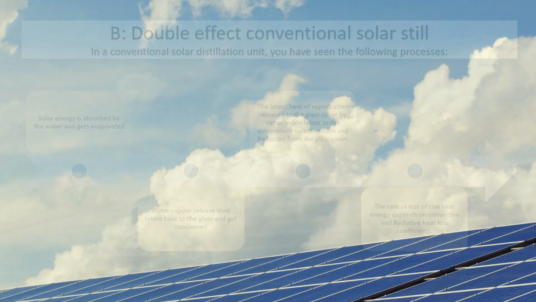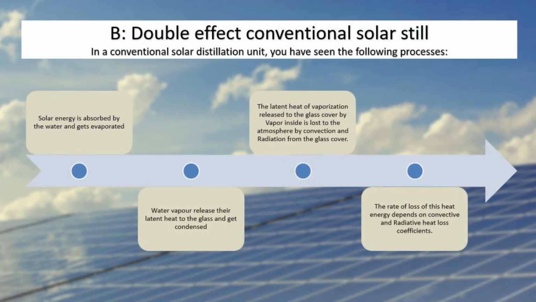Now we are going to discuss double effect conventional solar still. In a conventional solar distillation unit, you have seen the following processes. What are those processes? First, solar energy is absorbed by the water and it gets evaporated. Water vapor releases its latent heat to the glass and gets condensed.